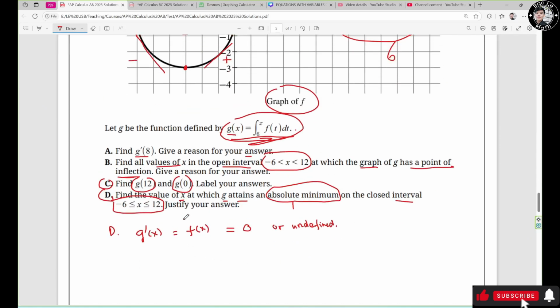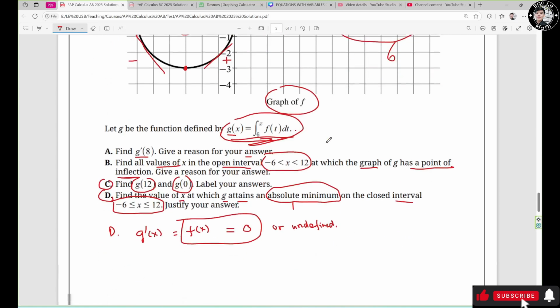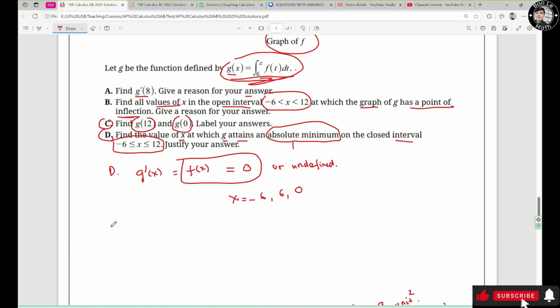Now, we look at the graph right here, f of s equals 0. The first 0 right here is negative 6. The second 0 right here is going to be 6. And the last 0 right here is going to be 6, right? So you have s equals negative 6, 6, and 0. Now you need to find the values of g of negative 6, g of 6, g of 0. And don't forget the interval right here, negative 6 to 12, right? So you need to check the endpoints. Negative 6, we already have it right here. And the last one, we have g of 12, right?